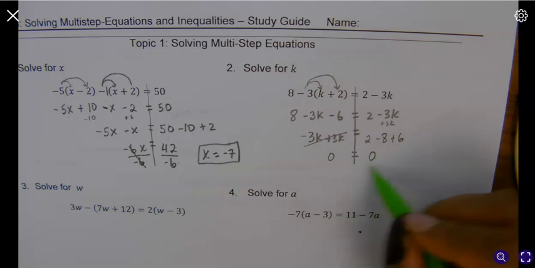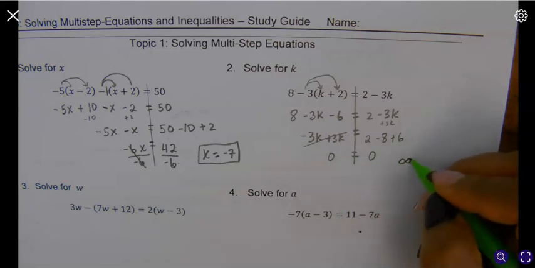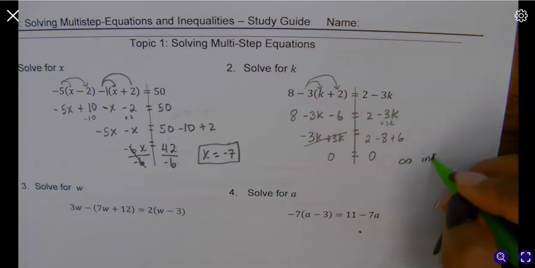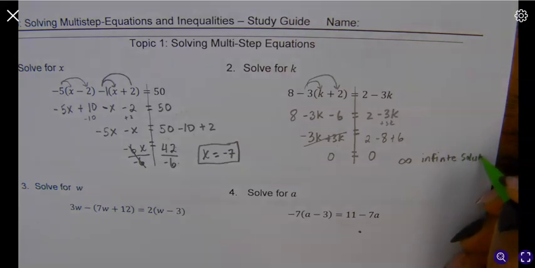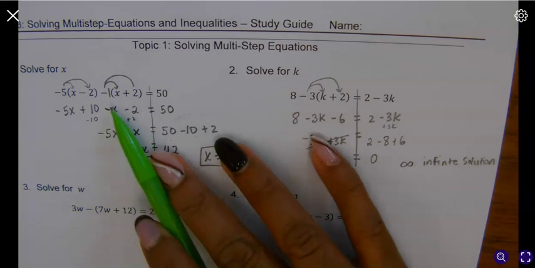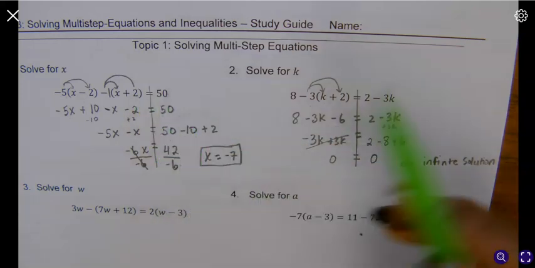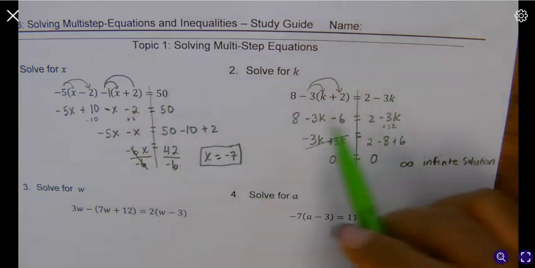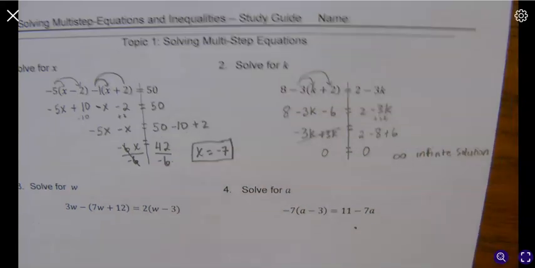So when you have this type of solution where 0 equals 0, this is where we have infinite solutions, meaning that all the numbers will work for k here. Whereas for the previous problem we did, only negative 7 would work, meaning that if I plug it back in here, all of this will calculate out to be 50. Whereas here, I can put any number, the same number here and here, and it's going to work out.